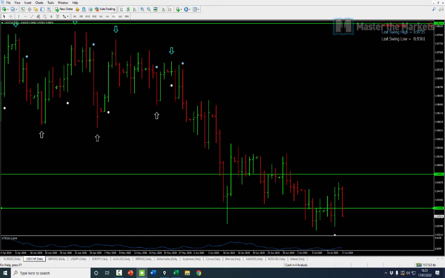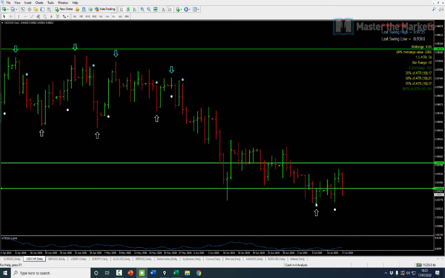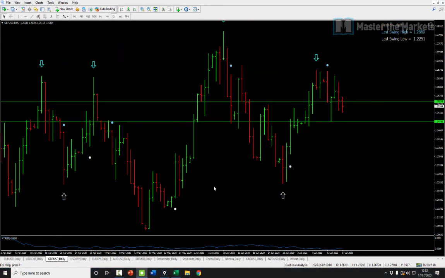Dollar Swiss franc, you can see that again, dollar Swiss franc is retracing just here. There's potential that we could see a confirmed swing high in the market in the next few days. Let's be on the lookout for that.